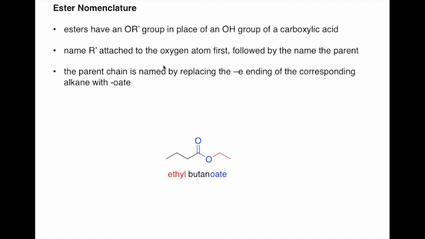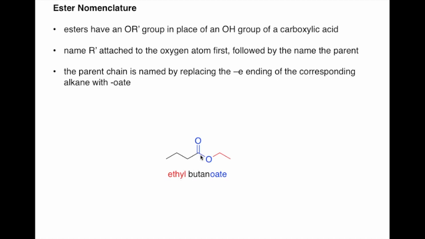To name esters, we're first going to name the R' group that's attached to the oxygen. And then we'll follow the name of this up with the parent name. The parent is the rest of the molecule. In this case, this group is named as though it were a substituent. So it's a substituent coming off of the oxygen. It's a 2-carbon chain, so it's named ethyl.